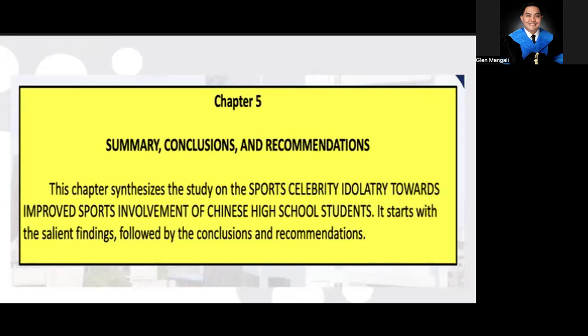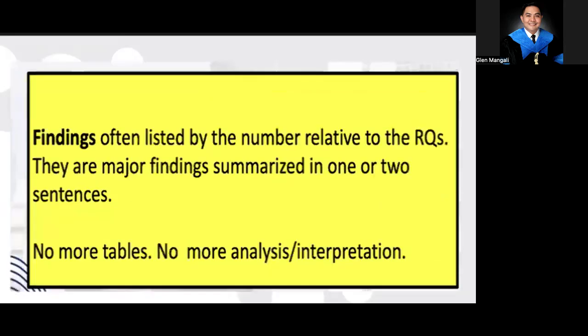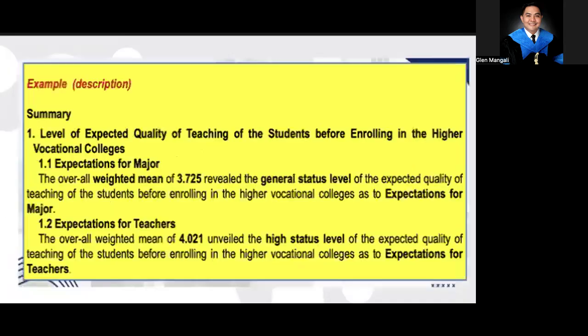So, notice, class, that when you talk about findings, these are often listed by number relative to the RQs, or the research questions, and they are major findings summarized in one or two sentences. Always remember that in this section, there is no more table, no more analysis, and no more interpretation. So how does it look when you want to present that in chapter 5?